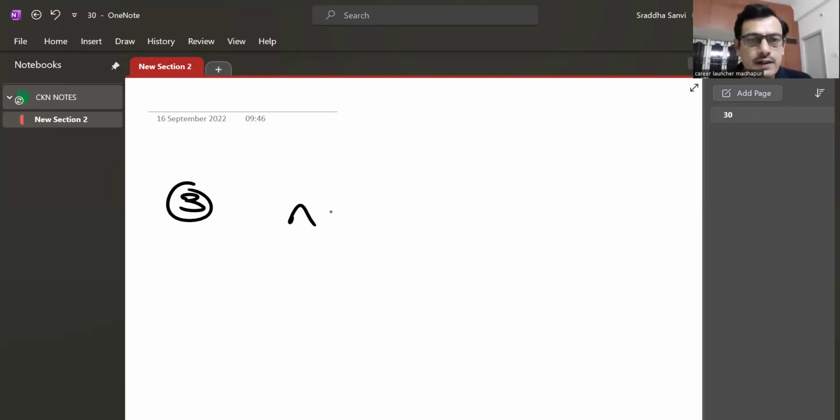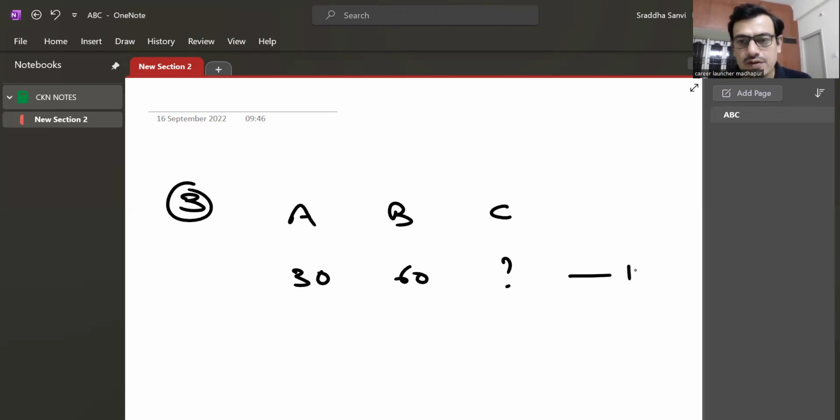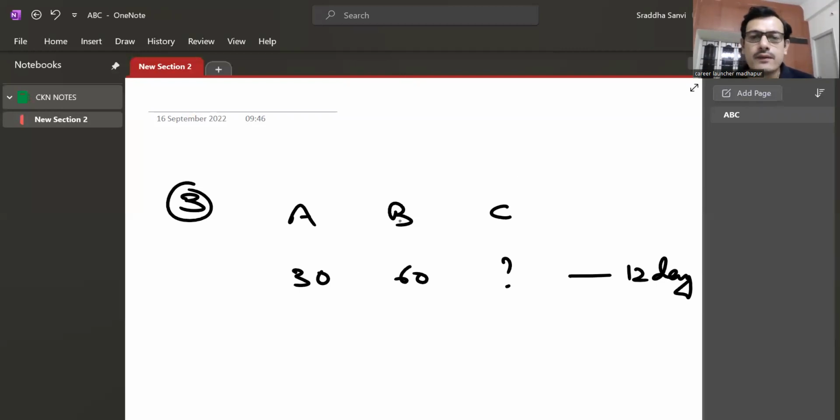There are two guys, A and B. They can complete a work in 30 days and 60 days. With the help of C, they finish the work in 12 days. Now we'll be asked to find the number of working days in which C alone can complete the work.